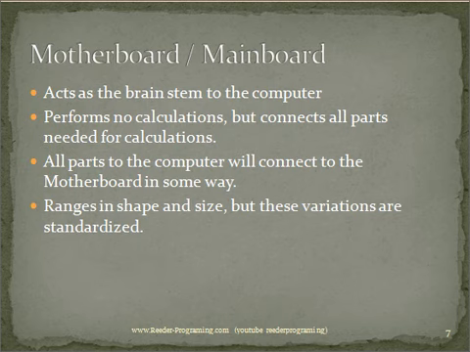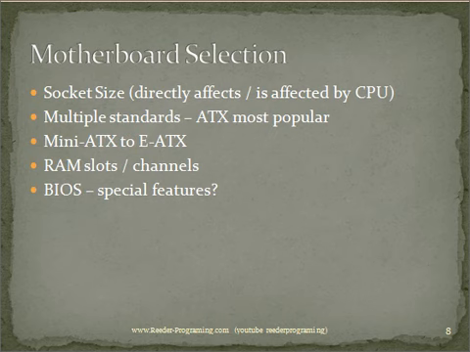Motherboards do range in shape and size, and a lot of these standards are also going to vary by, I believe, CPU slightly. But there are standards. Most popular is the ATX. As I said, socket size directly affects what motherboard you can get. I wrote here it directly affects the CPU, or is affected by the CPU. So you could also choose your motherboard first and then go for CPU. I just think that that's really a stupid idea, though. So choose your CPU, then choose your motherboard. Keeps it simple.